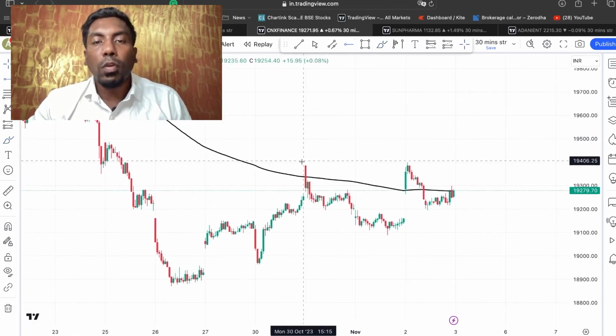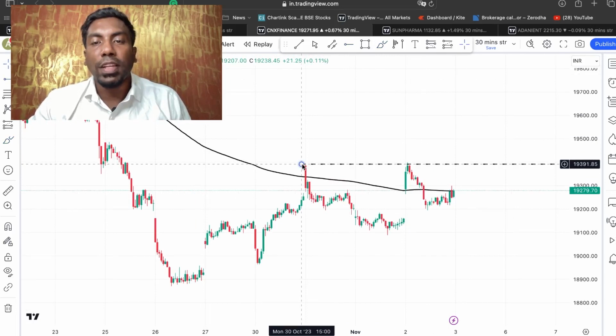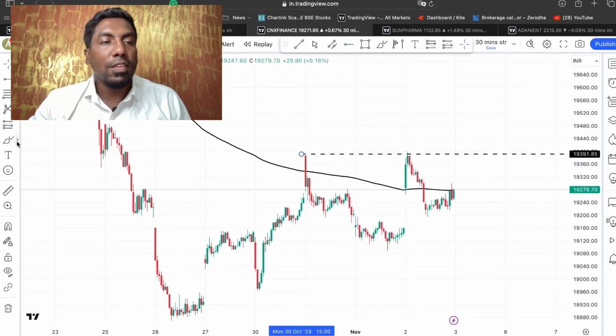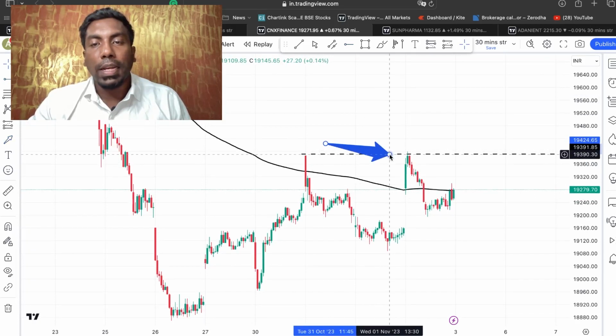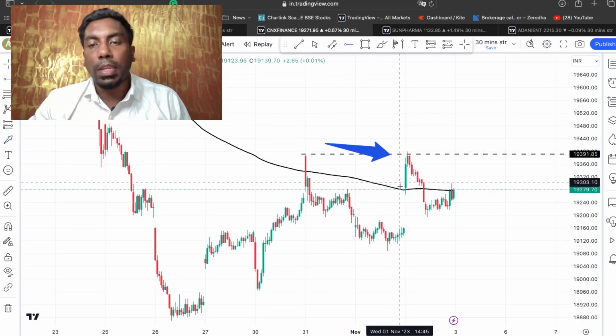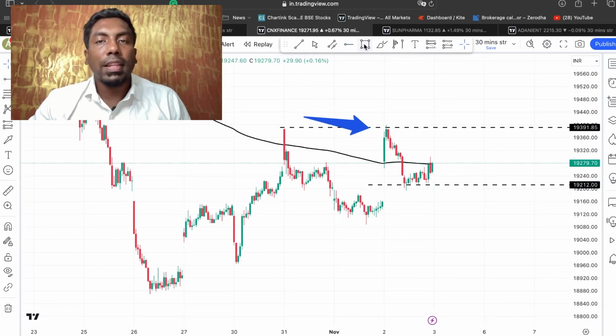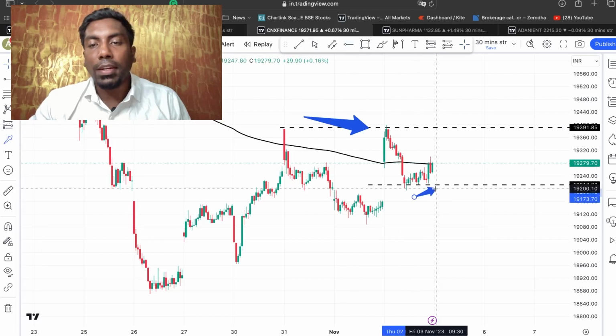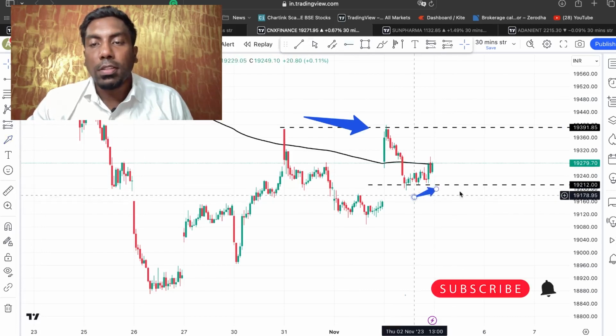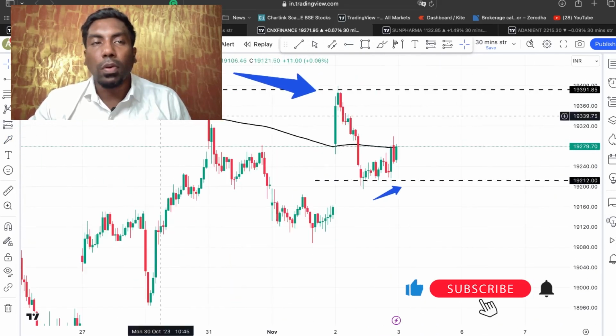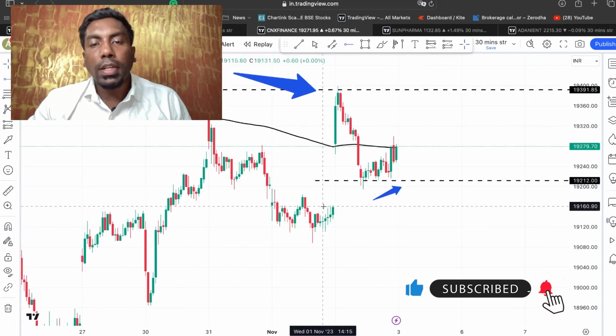So you have to patiently wait for this level, the level where the closing has happened. This level is very important on the upside, and on the downside also this level which I am showing you is very important, where the market is trying to close. Once these levels have been broken, you can enter the trade and find your target. On the downside, once this level, 19212, has been broken, you can go for a trade.